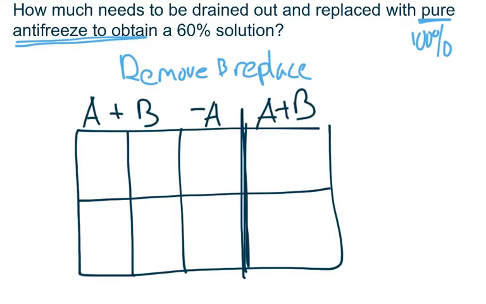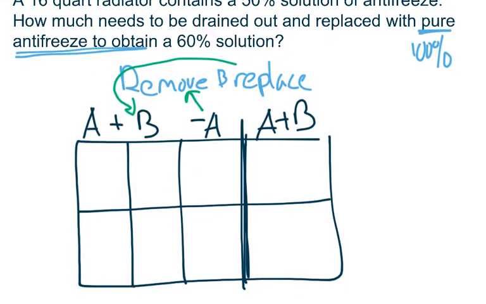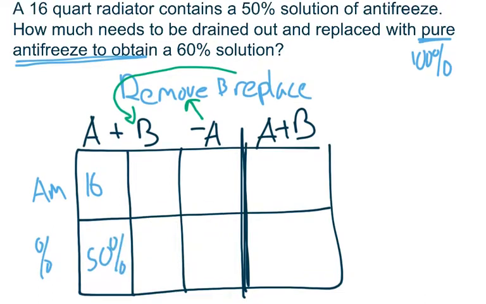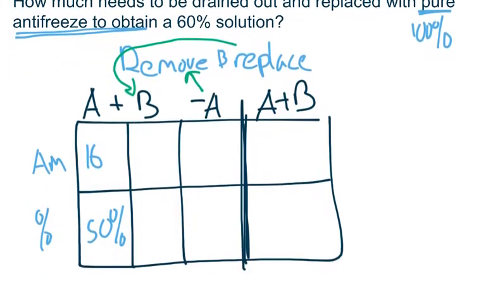And so this represents, actually let's do this a different color. This represents what's being removed, and then B is the replacement. All right, so let's read the problem and see what we have. A 16-quart radiator contains a 50% solution of antifreeze. So let me pick a color. Let's go light blue. Amount, percentage, 50% antifreeze. Now we're going to replace it with pure antifreeze. So that's going to be 1, or 100%.